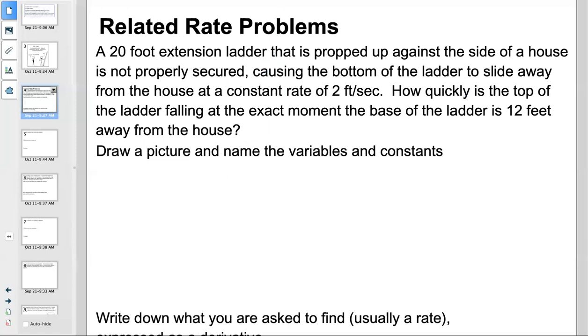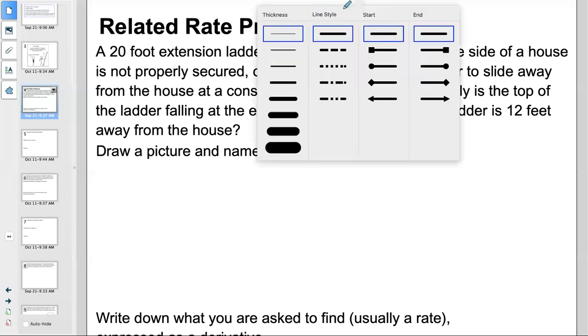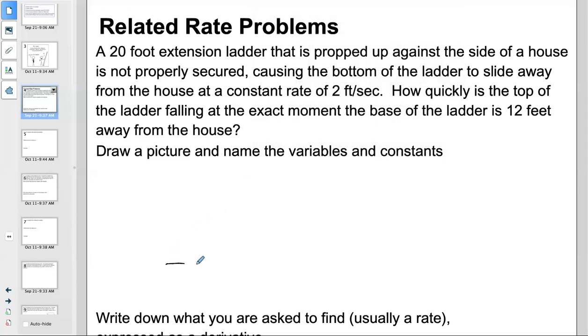The pictures look something like this. It's kind of conceptual. There's the ground and there's the side of the house, and there's a ladder leaning up against the side of the house, something like this. The top of the ladder is moving downward, and the bottom of the ladder is moving away from the house, so the whole thing is sliding down. If this is the way it is now, then a second later it would look like this, and a second later it would look like this.